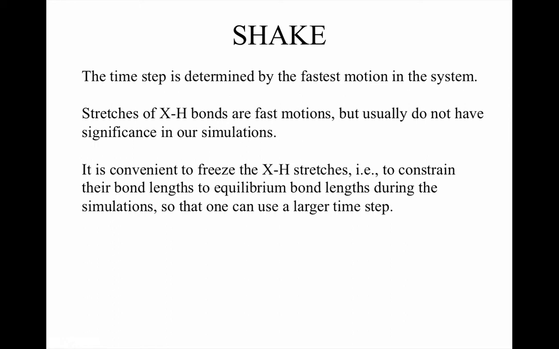So in such cases, it is convenient to freeze the CH stretches in the system, for example, using the SHAKE algorithm. So what we do is that we constrain the bond lengths to the equilibrium during the simulation, meaning that we effectively freeze out this motion so that we can use a larger time step in our simulation. This means that we can simulate the system at the same cost, but for a longer time.